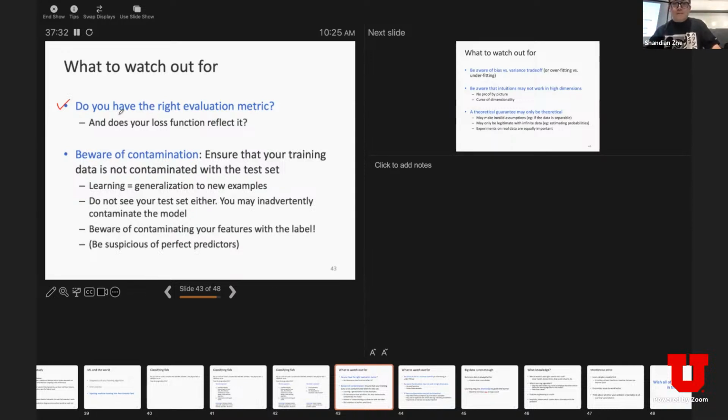Okay. Also be aware of contamination. Ensure that your training data is not contaminated with the test set, because learning is to generalize to new examples. So every time your performance is very, very good, do not celebrate. First sit down and carefully check whether you have overlapped your training and test data sets.